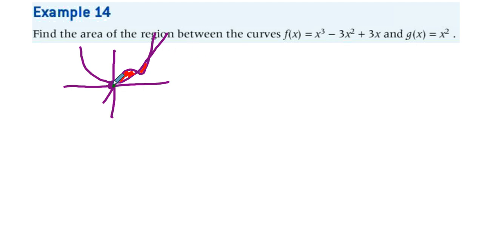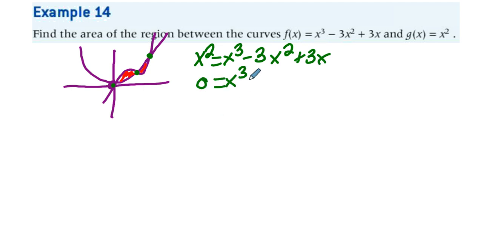So where does it cross here? Well, that's at 0, that's the easy one. Where does it intersect here, and where does it intersect here? So I have to set these two equations equal to each other. So when I do that, I get x squared equals x cubed minus 3x squared plus 3x.